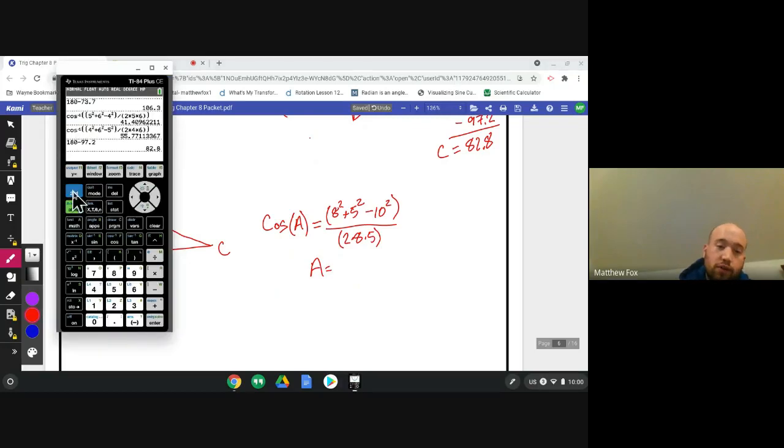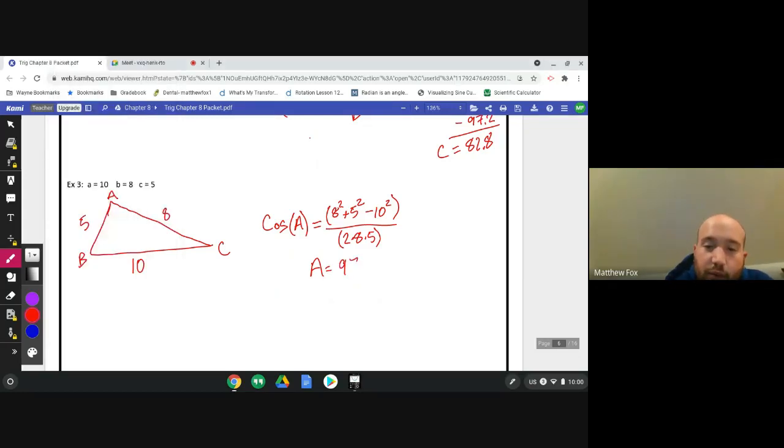So we always start with second cosine, then put your parenthesis, and then 8 squared plus 5 squared minus 10 squared. We close the parenthesis, divided by 2 times 8 times 5. Close the parenthesis, close the cosine, hit enter. And as you can see, when we round that, we're going to get 97.9 degrees. So that's the value of A.